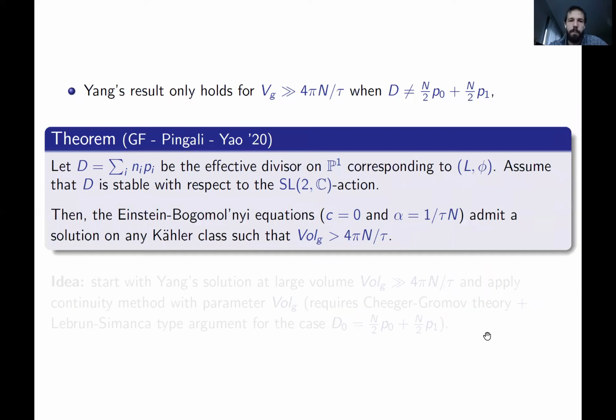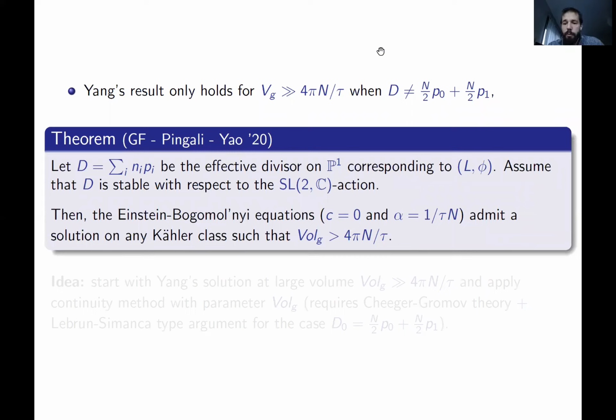As for the first difficulty, what happens with the Yang solutions that we only have for big volume? Well, we managed to prove the following: if you have an effective divisor on P1 corresponding to L5, assume that this is stable with respect to the SL2C action. So this is the strictly stable case, because in the strictly polystable case, the solutions of Yang match all possible Kähler classes. Then the Einstein-Bogomolny equations, that is the case C equals zero, admit a solution on any Kähler class such that the volume is bigger than 4 pi divided by tau.